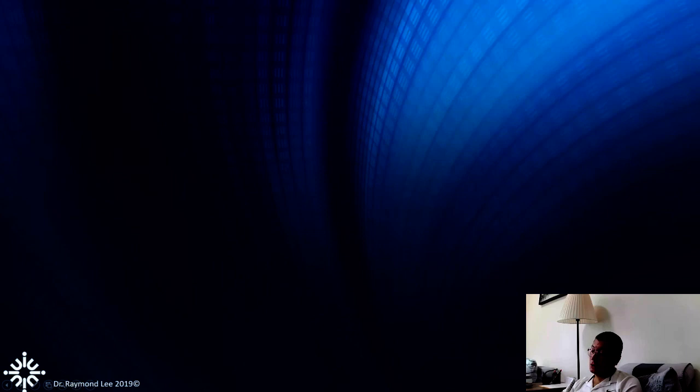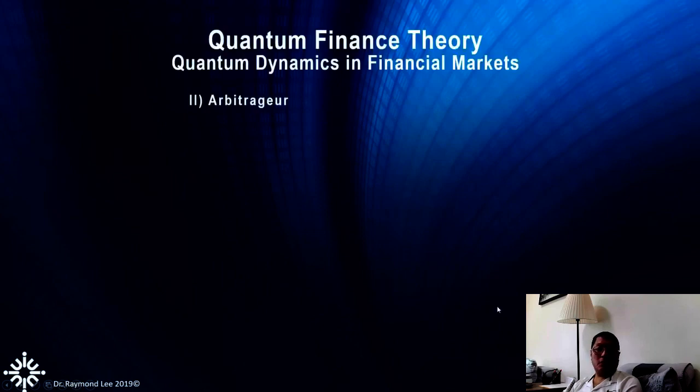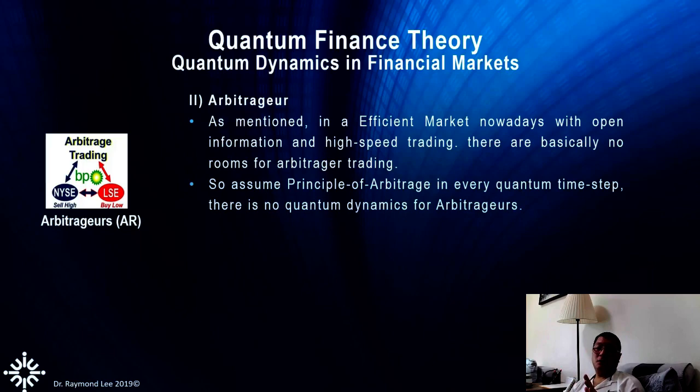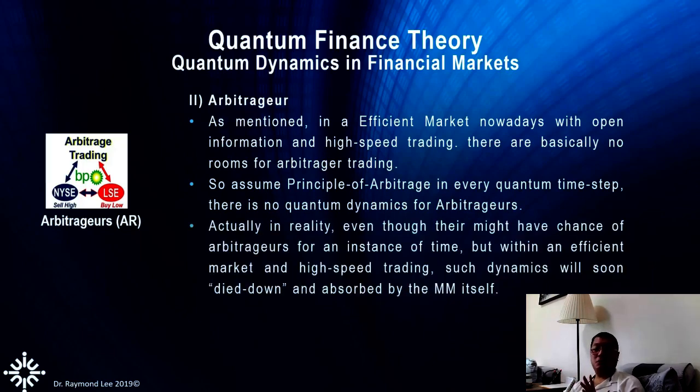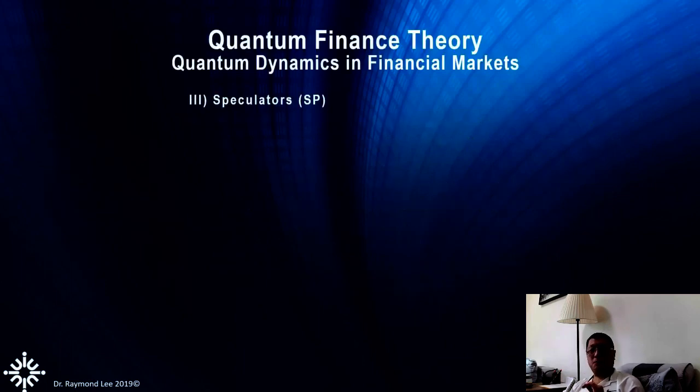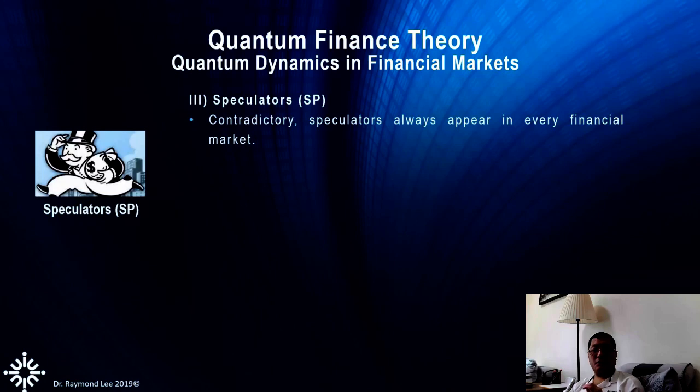Using simple logic for the arbitrageurs, as mentioned, in an efficient market there is open information and high-speed trading. There's no room for arbitrage trading, which means there's no room for them to do any kind of interruption to the market, so they don't have any participation. Next, the speculators. Speculators always appear to be very important in every financial market.